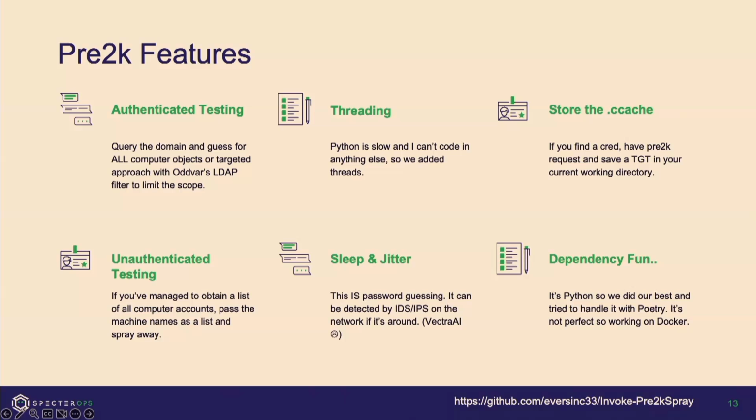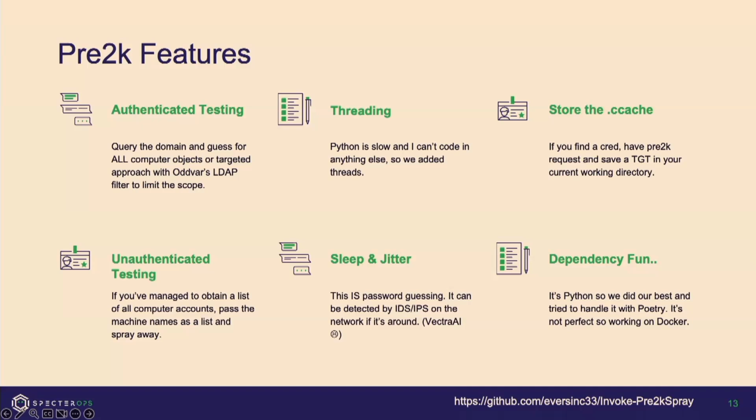But on the opposite end, I added the option to have a sleep and jitter function because, I mean, this is password spraying. You're not going to run it on any kind of evasive or OPSEC-focused engagement. But if you had to, the option to slow it down and have some variance to how often you're guessing the password is available. Also, I really wanted it to be one stop.